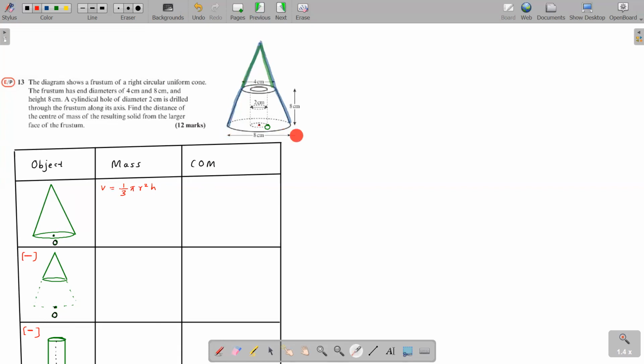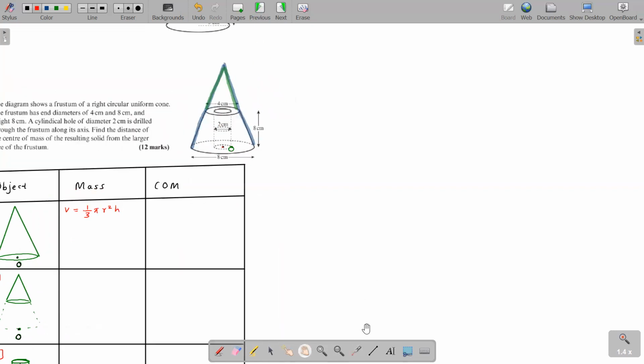So when it comes to the large cone, we can clearly see the diameter of the large cone is 8, which means the radius is 4. That's fine. But we have an issue. We don't have the height of the large cone. So let me draw a cross section of the large cone. I'm just drawing a cross section triangle here.